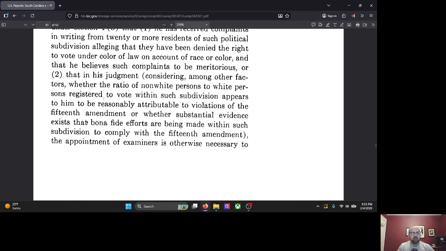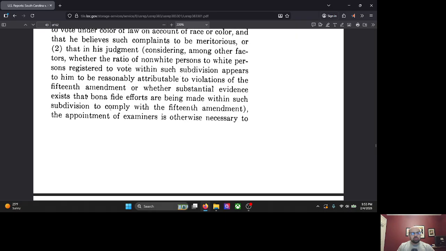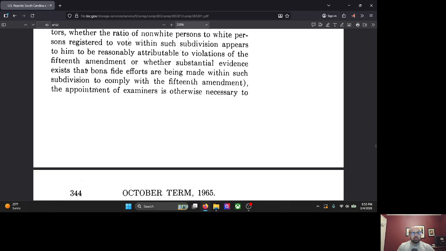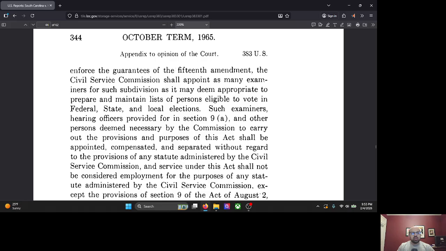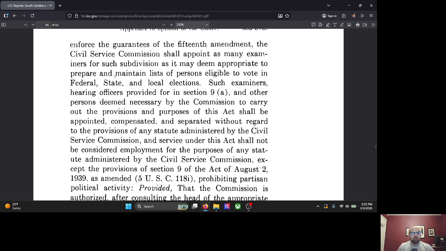appears to him to be reasonably attributable to violations of the 15th Amendment, or whether substantial evidence exists that bona fide efforts are being made within such subdivision to comply with the 15th Amendment, the appointment of examiners is otherwise necessary to enforce the guarantees of the 15th Amendment. The Civil Service Commission shall appoint as many examiners for such subdivision as it may deem appropriate to prepare and maintain lists of persons eligible to vote in federal, state, and local elections.